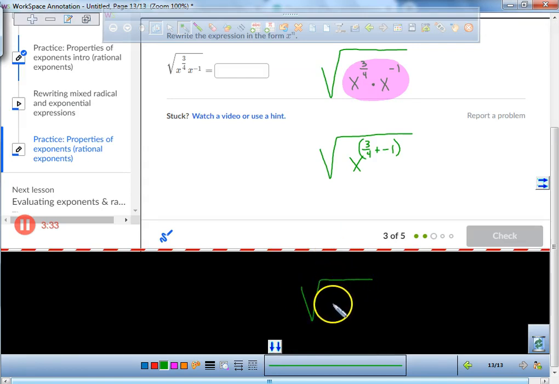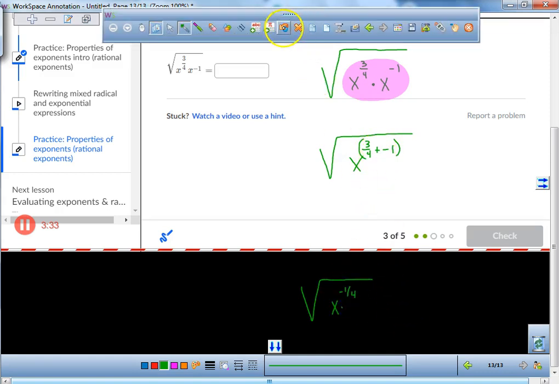Very good. You get -1/4. So put x to the power of -1/4. So this is where students will ask, what do I do from here? They figure out this part, that they needed to add them together, and they get here and wonder, where do I go?